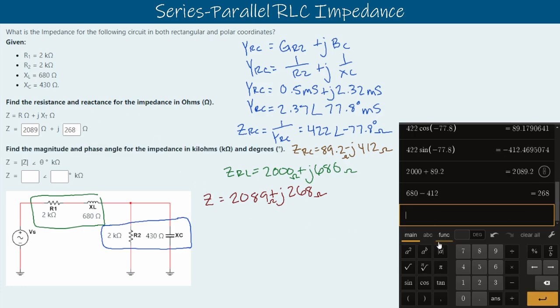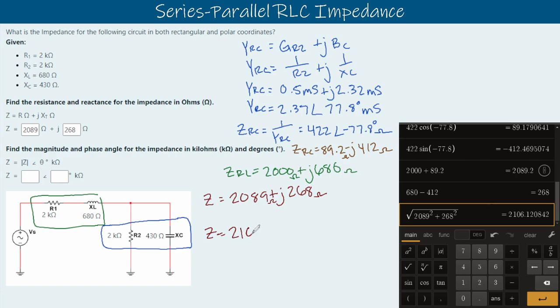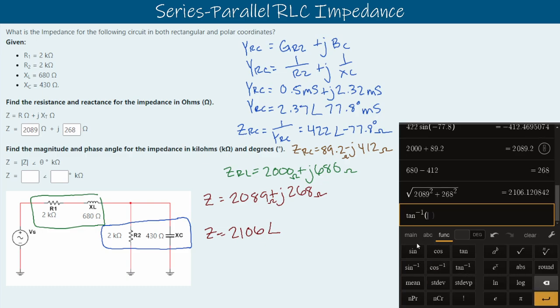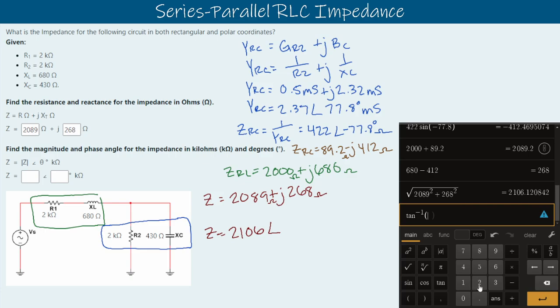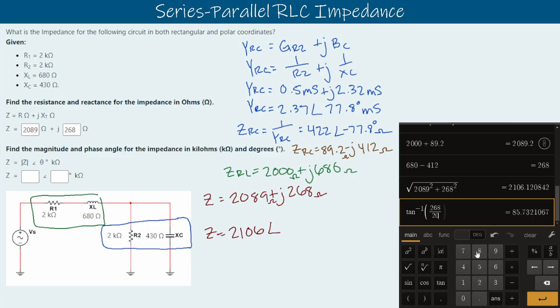So we'll use our triangle equation now. Say 2089 squared plus 268 squared gives us a Z value in polar form of 2106 at an angle of, we'll plug in our tangent equation again. We'll put our second number on top, that's 268 divided by our 2089. Our angle is 7.1 degrees.